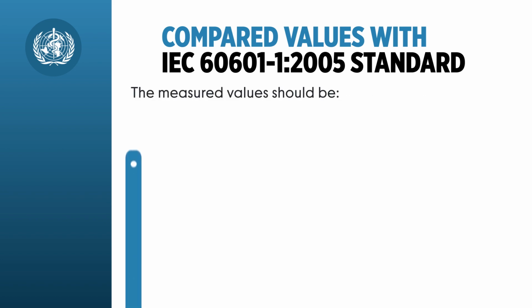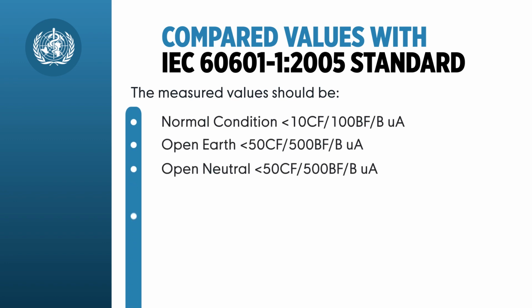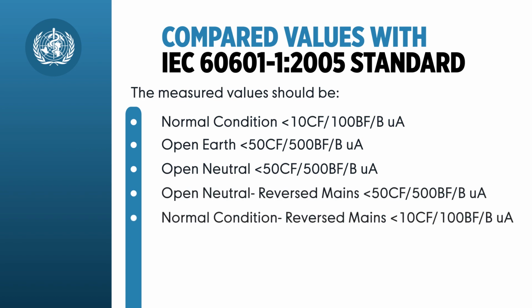The measured values should be normal condition, less than 10 CF, less than 100 BF or B microamps. Open earth, less than 50 CF, less than 500 BF or B microamps. Open neutral, less than 50 CF, less than 500 BF or B microamps. Open neutral reversed mains, less than 50 CF, less than 500 BF or B microamps. Normal condition reversed mains, less than 10 CF, less than 100 BF or B microamps.